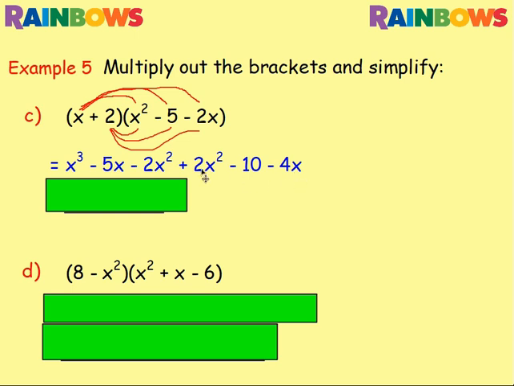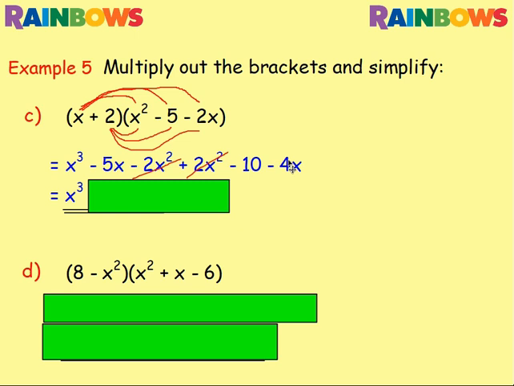Gather your like terms. X cubed is the highest power, so the number of x cubed is just that 1x cubed. X squared, you've got to take away 2x squared, add 2x squared. Well, really, they will cancel out. 2x squared, take away 2x squared, or negative 2x squared, add 2x squared gives you 0. So these ones will cancel.